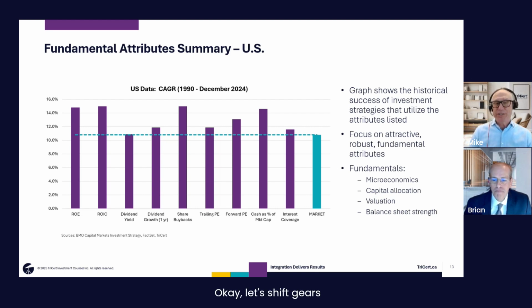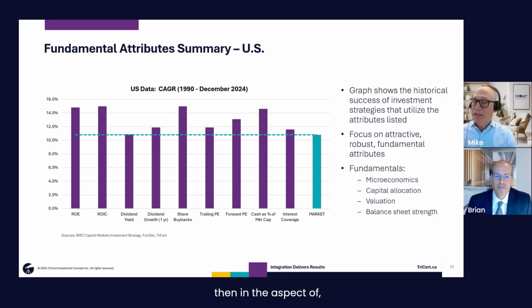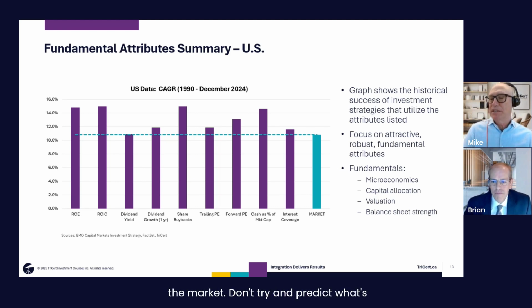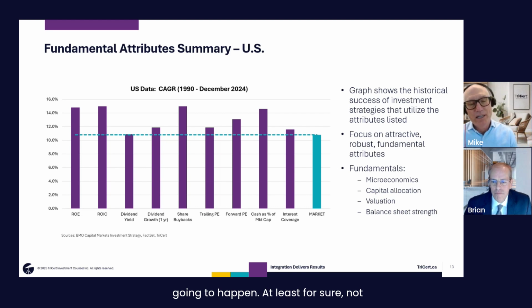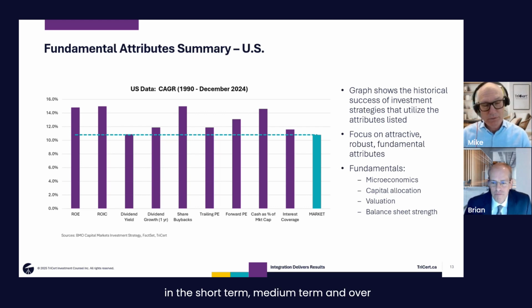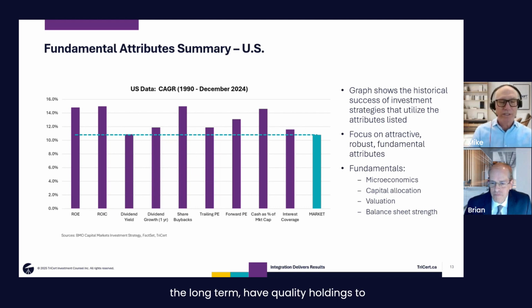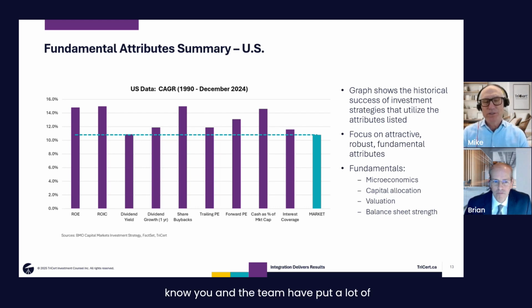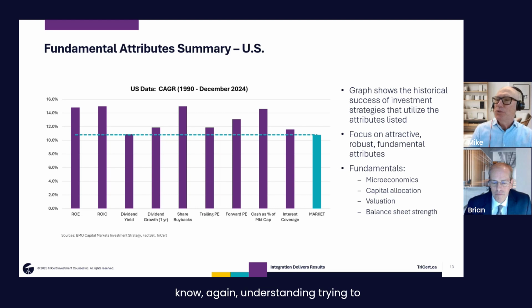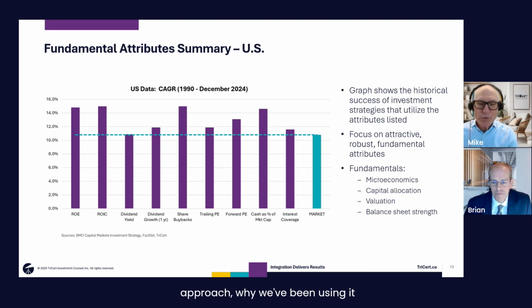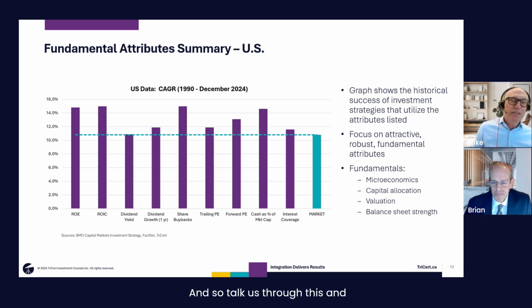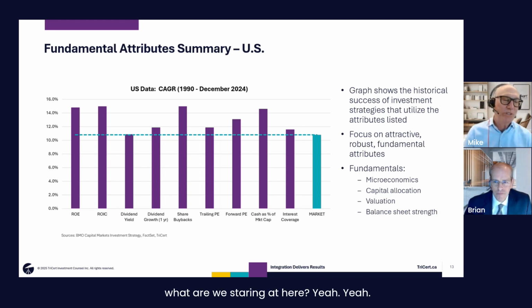Okay, let's shift gears. We've seen some volatility, and we're driving home the message: stay in the market. Don't try and predict what's going to happen, at least not in the short to medium term, and over the long term have quality holdings. This was a great graphic, and I know you and the team have put a lot of work into it, in terms of explaining to the advisors and now to our clients the QSect approach, and why we've been using it so successfully for 25 years. So talk us through this. What are we staring at here?